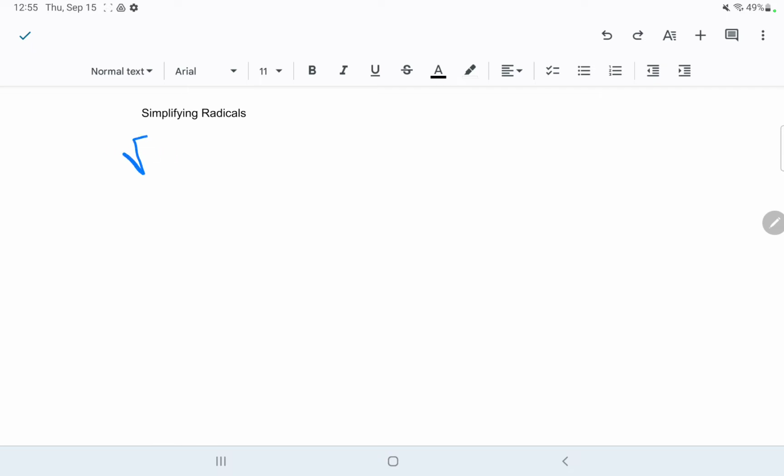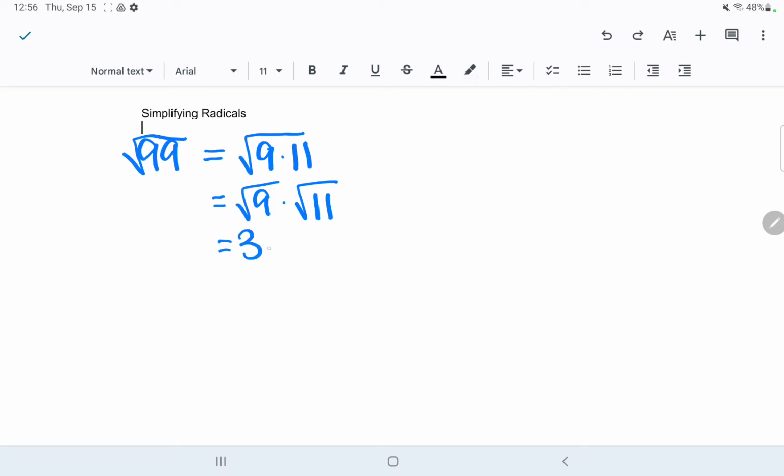So our first example is finding the square root of 99. I think to myself, what number can I divide into 99? 99 is equal to 9 times 11. 9 is a perfect square. So this is the same as saying the square root of 9 times the square root of 11, and I know that the square root of 9 is 3. So I will have 3 times the square root of 11. That is my simplest form.